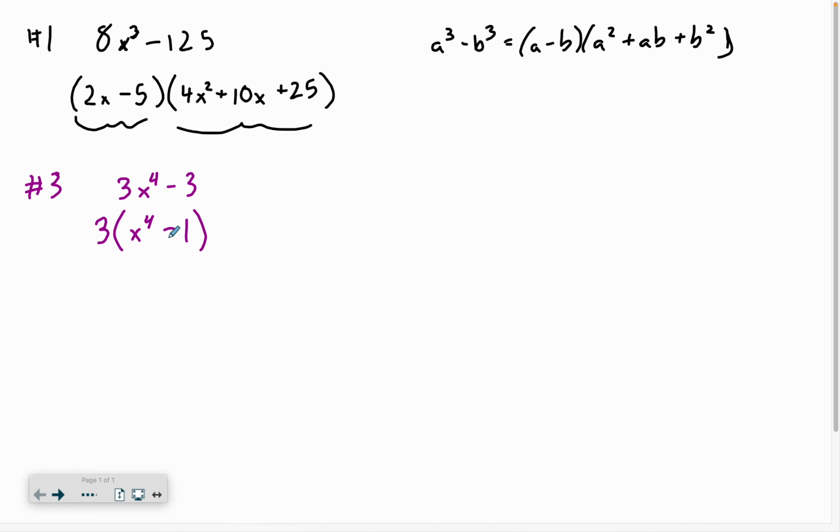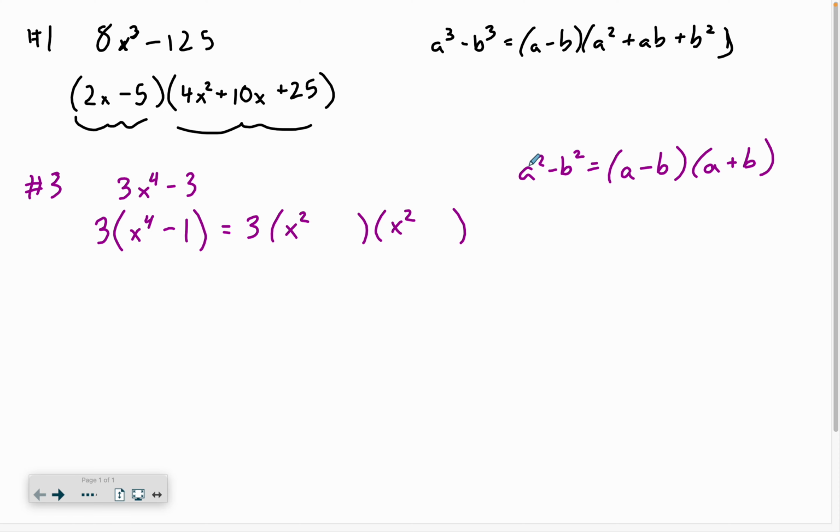Now, is it difference of squares or difference of cubes? We see that x to the 4th is a perfect square of x squared and x squared. So we're going to factor that into x squared and then x squared. This is a difference of squares pattern: a squared minus b squared equals a minus b times a plus b. And a is what you multiply by itself to get the first term. So x squared times x squared gives you x to the 4th. And then we've got a -1 and a +1 because that's the square root of 1.